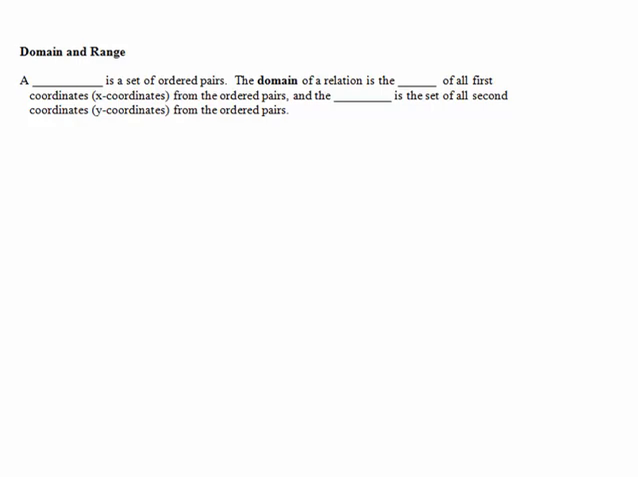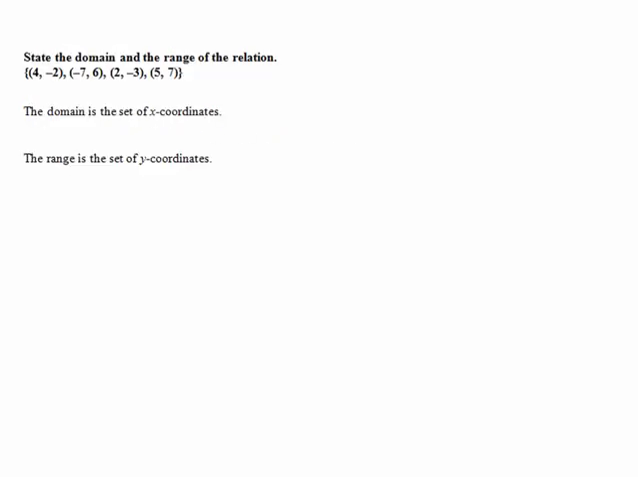What is a set of ordered pairs? A relation is a set of ordered pairs. Now, mind you, I'm not really great with this pen yet, so we're going to work through that together. The domain of a relation is the set of all first coordinates from the ordered pairs, and the range is the set of all second coordinates from the ordered pairs.